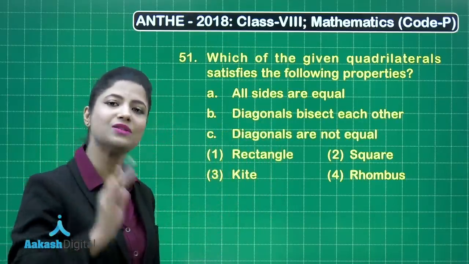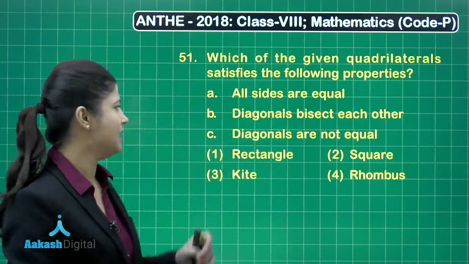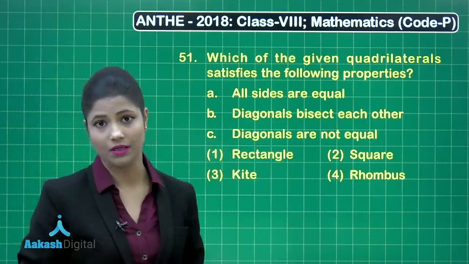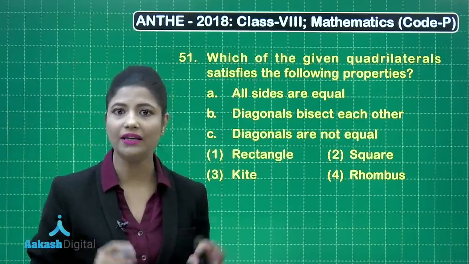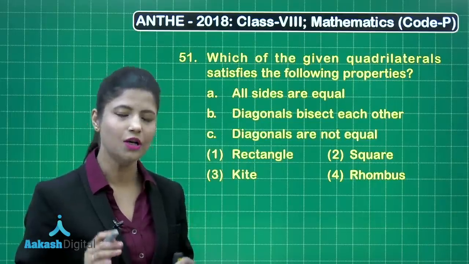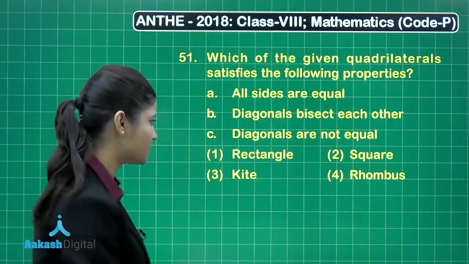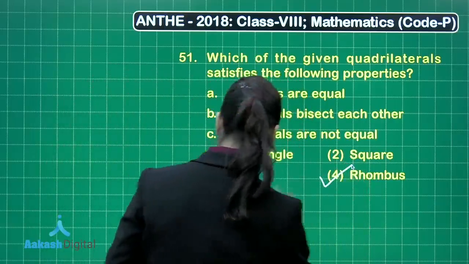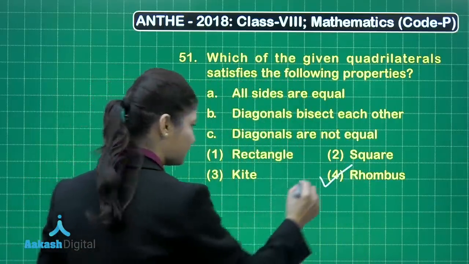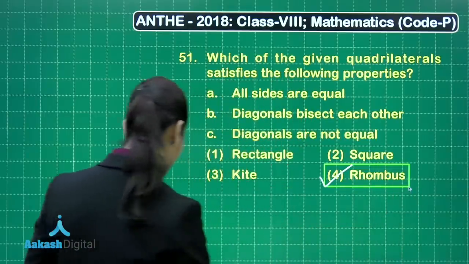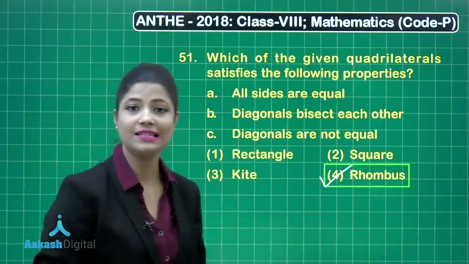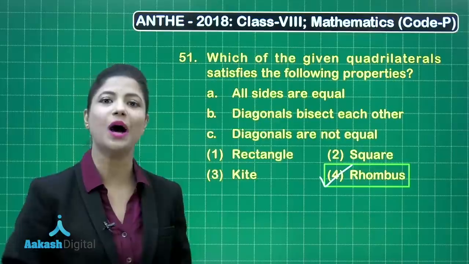Diagonals of a rhombus as well as a square bisect each other. Next, diagonals are not equal. When we talk about the square, both diagonals are equal. So this quadrilateral cannot be a square, it will definitely be a rhombus. So here we get the correct answer as option number 4. This quadrilateral is a rhombus. So this is the correct answer for this question. Let's proceed to our next question.